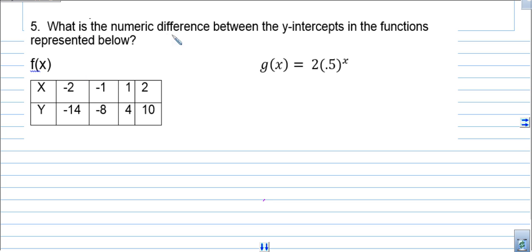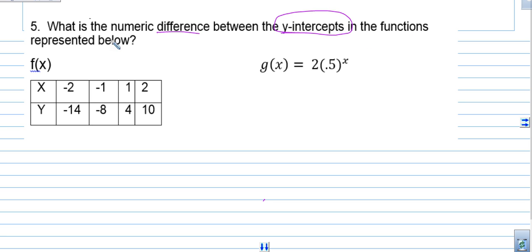It says, what is the numeric difference between the y-intercepts of the functions represented below? So we need the y-intercepts from each of the equations or the table. G of x is a really easy one to find because this is an exponential function and the y-intercept is always the a value. And so G of x's y-intercept is 2. So we know that one.